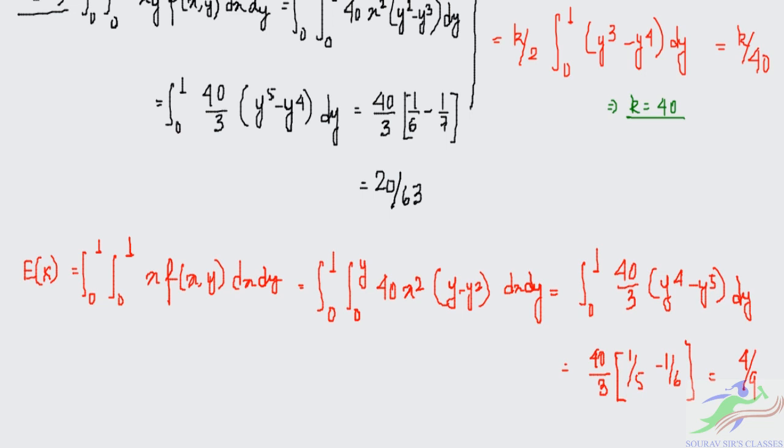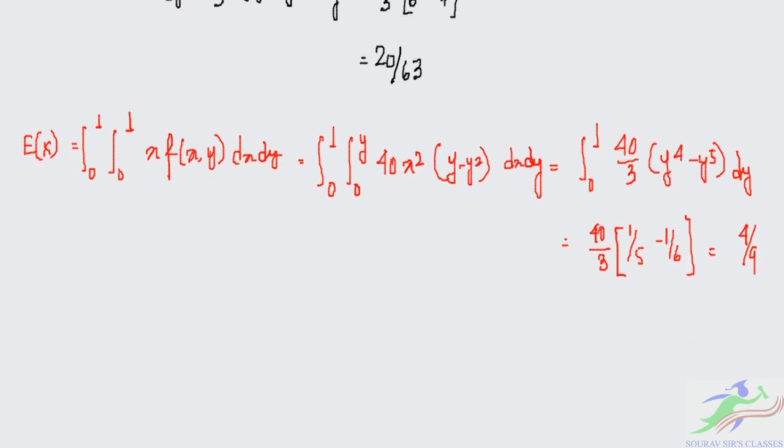That is the expectation for the mean of x. And let us find the mean of y. E of y is going to be the integral from 0 to 1, integral 0 to 1 of y times f of x, y dx dy, right?